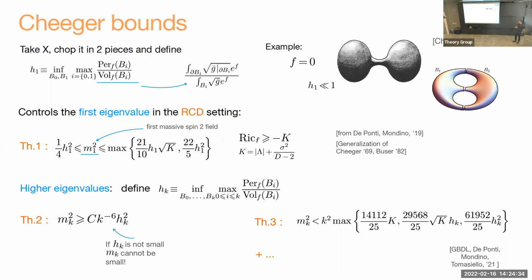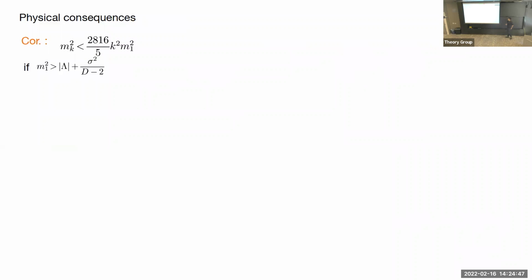Okay, a lower bound and an upper bound. As for the first one, the second depends on the curvature, but the first one doesn't. So putting these together, you can now start asking physical questions about the spin-2 fields. For example, you can show that if the first spin-2 field is above the scale of the cosmological constant plus this constant sigma, then it also puts an upper bound on the higher spin-2 fields.